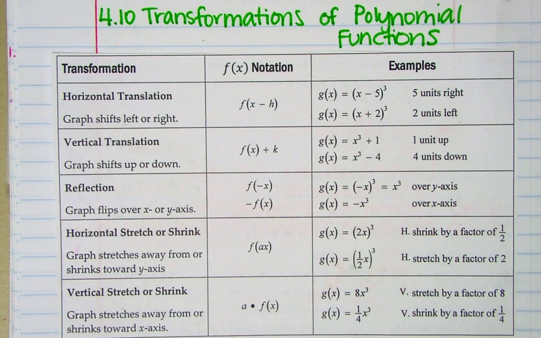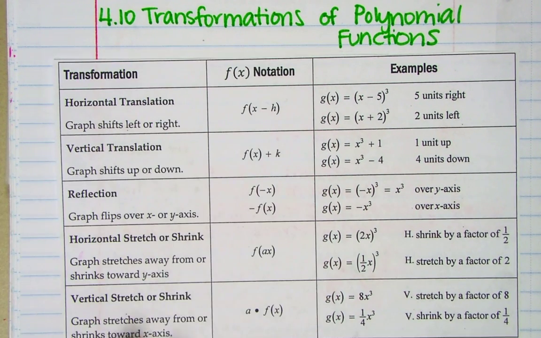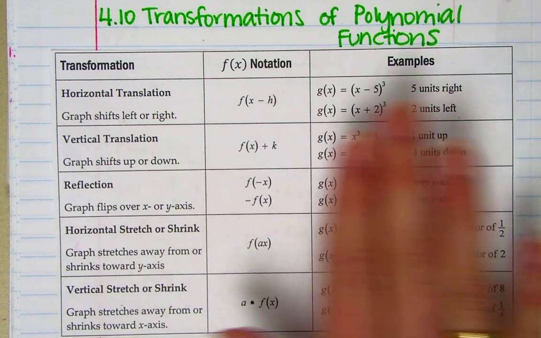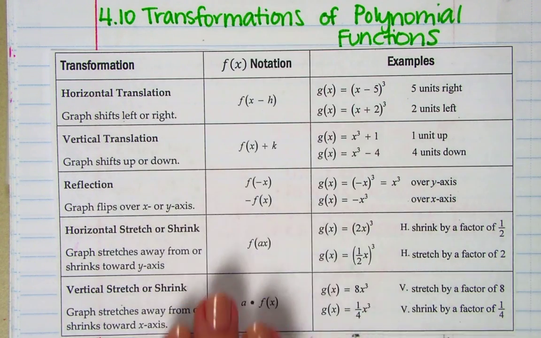If you remember, these are all the list of transformations. They can move left and right, that's horizontal. They can move up and down, that's vertical. They can flip or reflect over the x-axis or the y-axis. Or they can stretch or shrink the graph. What we did last was with quadratics, the parabola. And before that, we did it with absolute value, the V-shaped graph.